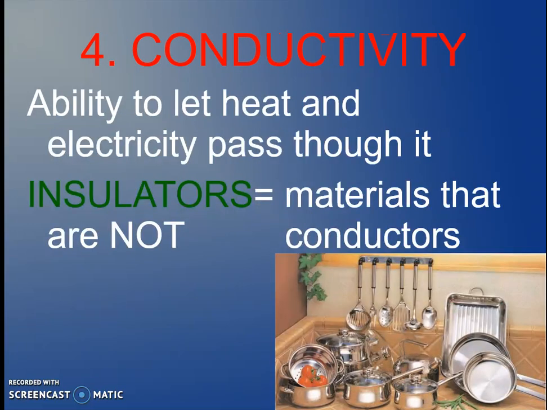Conductivity is the ability to let heat and electricity pass through. Insulators are the materials that are not conductors, like rubber and wood. And those things which let heat and electricity pass easily are some of the metals.